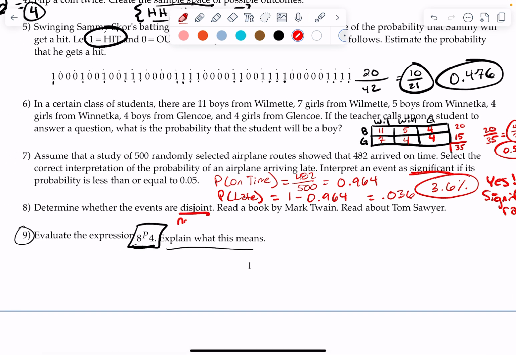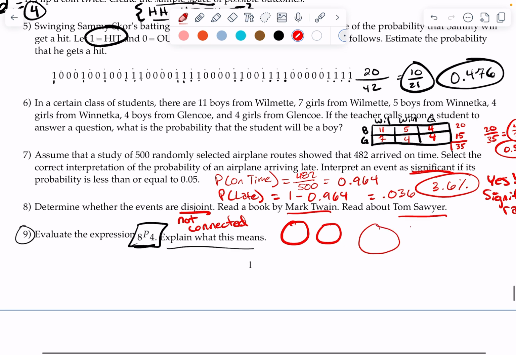Okay, determine whether the events are disjoint. Disjoint means not connected or can't be the same. So I always think of disjoint as being like this thing happening, right? Reading a book by Mark Twain and reading about Tom Sawyer. Maybe you don't know this. I will make sure that it's a little bit more clear on the test.